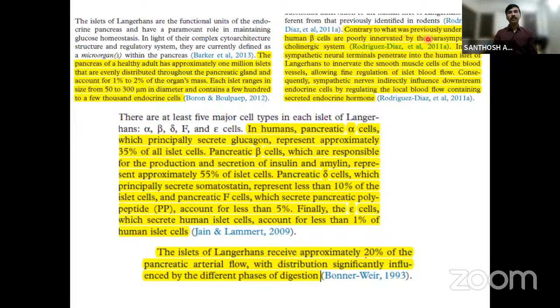So, contrary to what was previously understood, human beta cells are poorly innervated by the parasympathetic cholinergic system. The sympathetic system is also not direct. They innervate the blood vessels which supply the beta cells, so they indirectly control the beta cells. Sympathetic nerves indirectly influence the downstream endocrine cells by regulating the local blood flow containing the secreted endocrine hormone. Initially it was believed that parasympathetic innervation is more for beta cells. It is not so. Sympathetic innervation to the blood vessels which supply the beta cells is more, so they have an indirect influence on the beta cells by controlling the amount of blood flow to them.